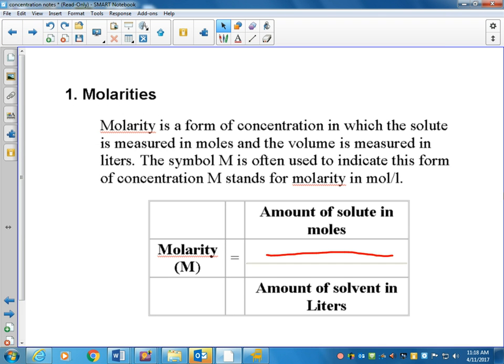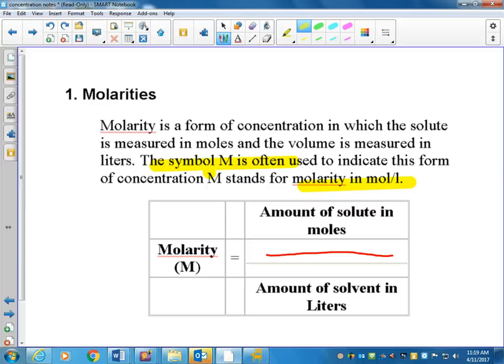Molarity. I don't think you really need to write all of this stuff. You need the formula, and you need to know that the symbol M stands for moles per liter, molarity. To get a molarity, you're just taking the amount of moles of that substance and dividing it by the amount of liters that are there.